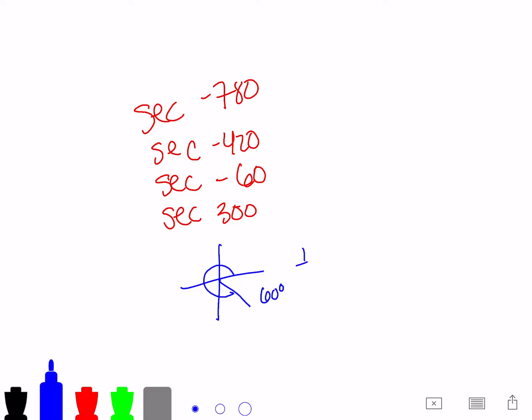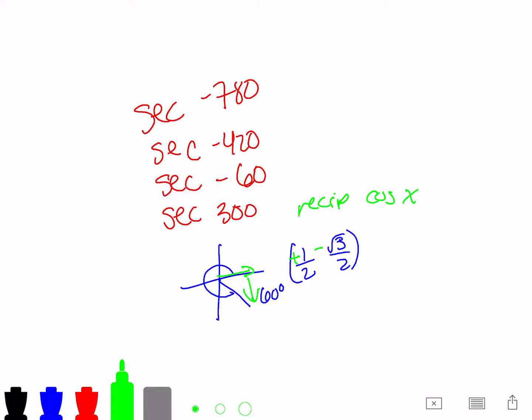It goes down. That gives you 1 on the left side, and then 3 on the right side, so 1/2, √3/2. You've gone right and down, so positive, negative. The secant's the reciprocal of cosine. Cosine is the x value, so we're thinking flip the x value.